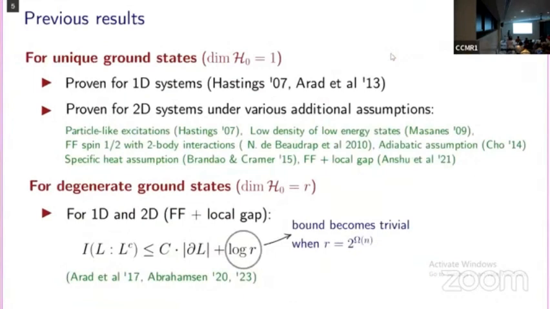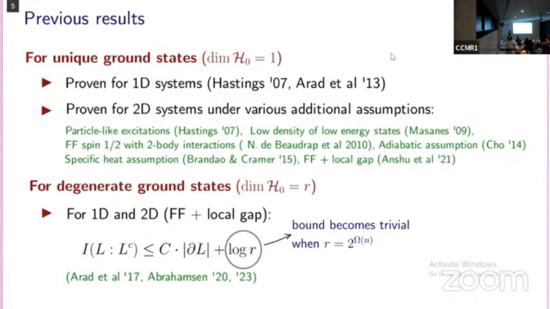Okay, so previous results about trying to prove this conjecture. We have a full proof of this conjecture in 1D, and all these proofs are for the case where there is a unique ground state. Hastings first proved it, and then we had a work that improved on Hastings' results. For 2D systems, we don't have a full proof yet. All the proofs that we have are under additional assumptions. So there is a full list of these things.